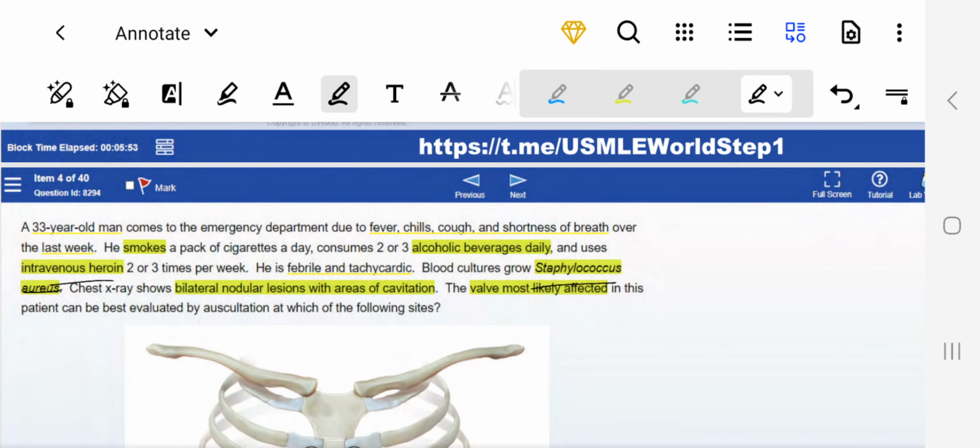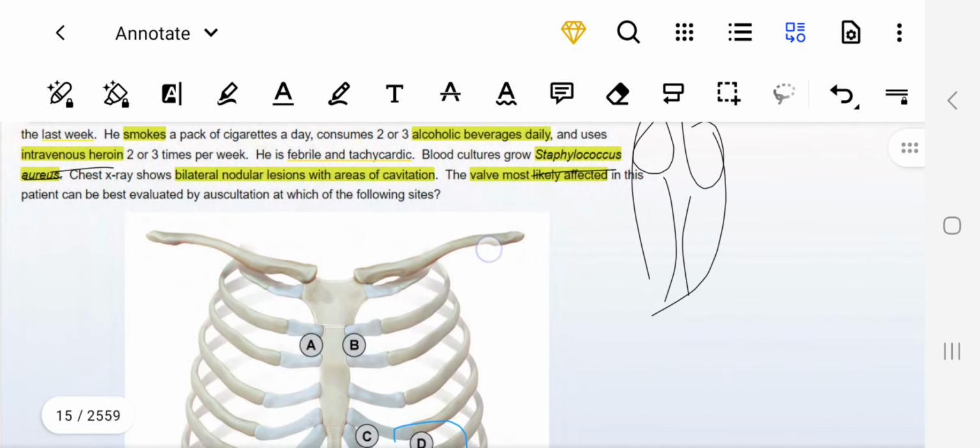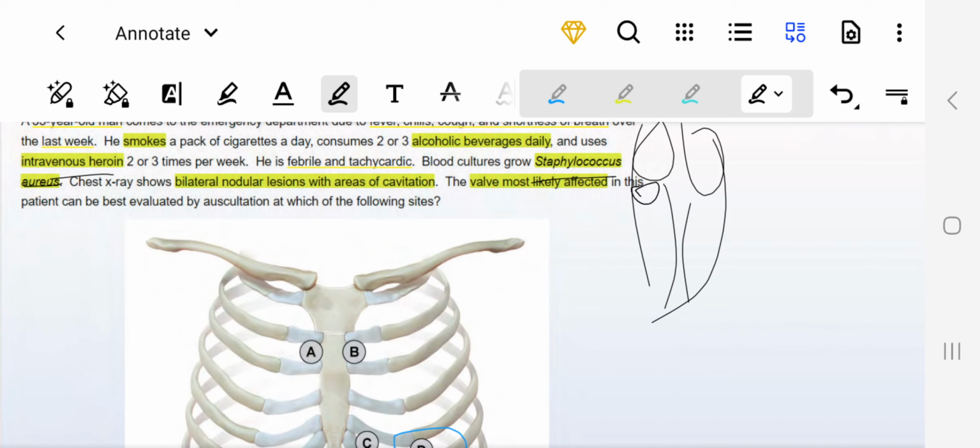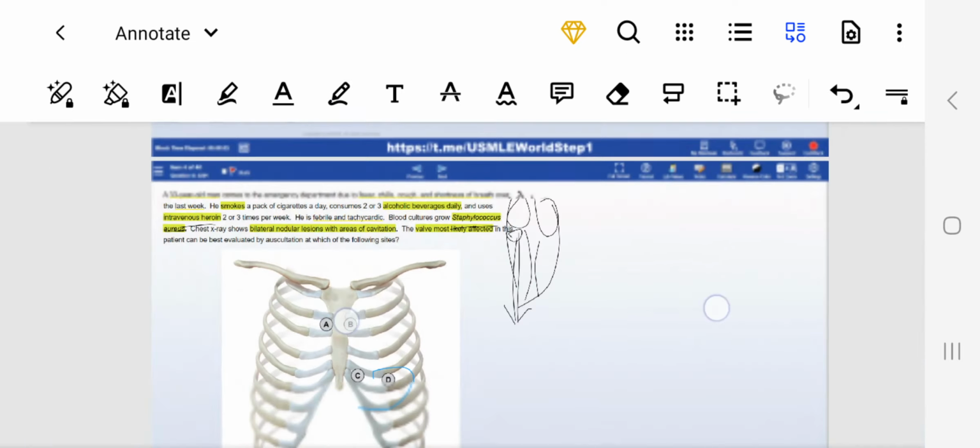Let's say if we have the heart over here, and septic emboli are formed here, they will move forward and go to the lungs, due to which these emboli will form bilateral nodular lesions with cavitation in the lungs. So that's why option C is correct.